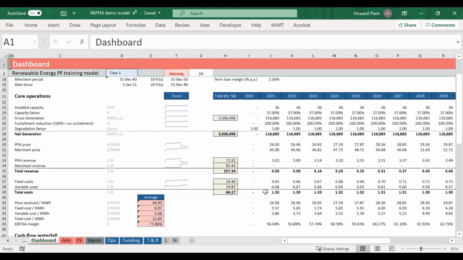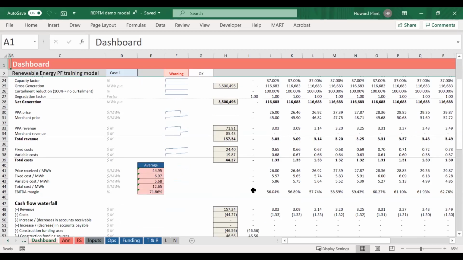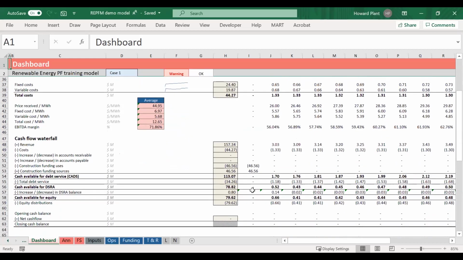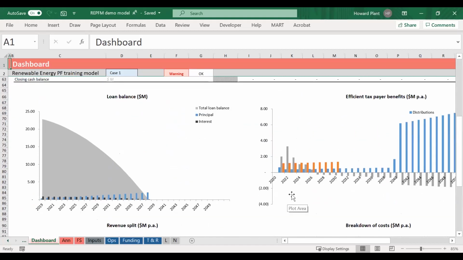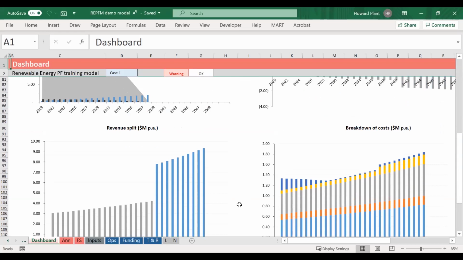Every project is different, but there's some broad things that are pretty common across renewable energy transactions, and these are certainly some of those. Clearly, we need to show the cash flow waterfall, who's getting money when, and graphs, pictures tell 1,000 words. So we can see here the loan balance going over time with the principal and interest, the benefits to an efficient taxpayer or tax equity. What benefits are they getting? We can see the revenue.